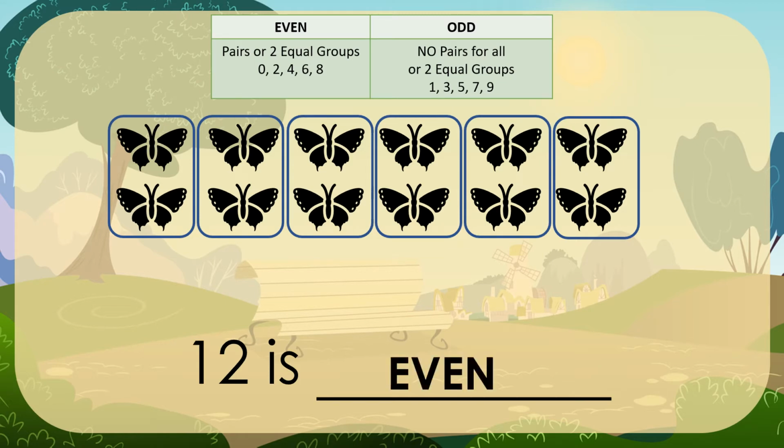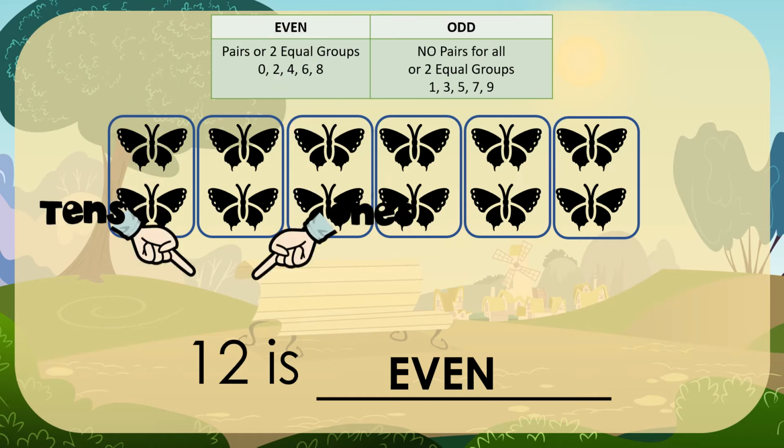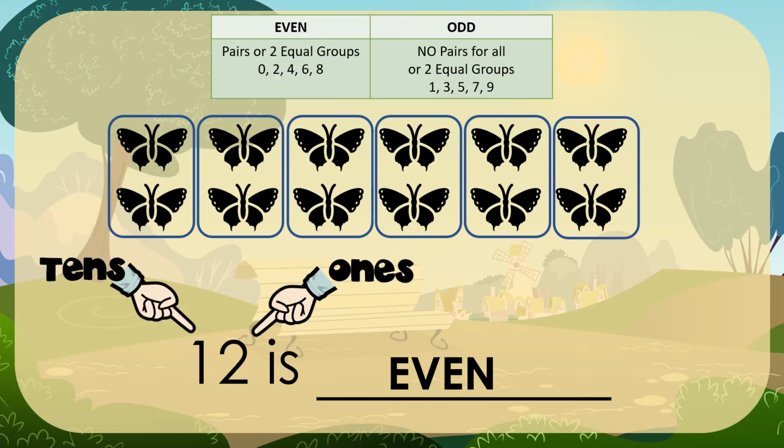We can also look at the structure of the number 12. 12 is a 2-digit number. It has a tens place and a ones place. When we're thinking about even and odd numbers, we always look at the ones place. 12 has a 2 in the ones place. Even numbers have a 0, 2, 4, 6, or 8 in the ones place. Since 2 is even, 12 is also an even number.